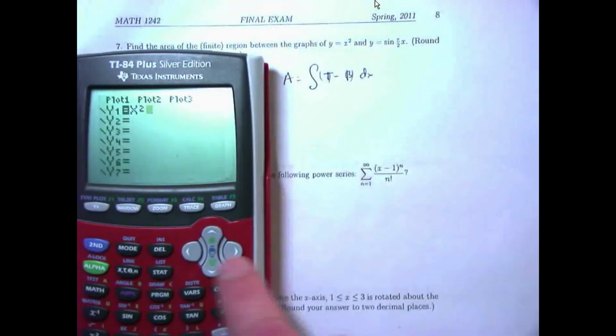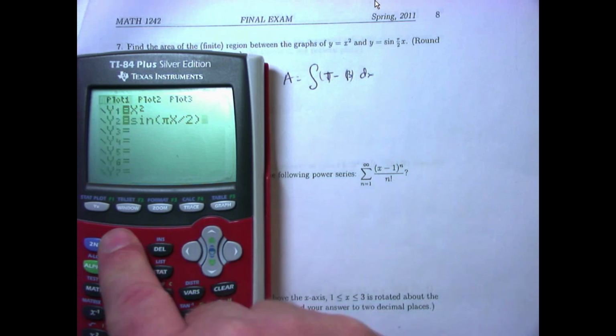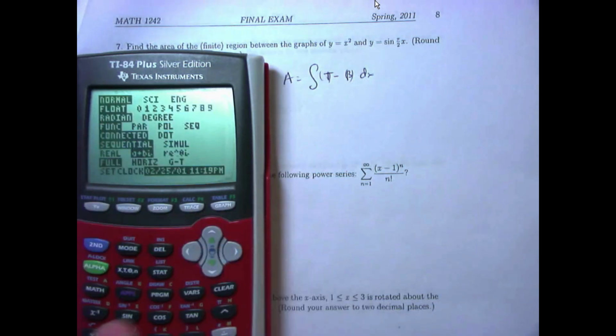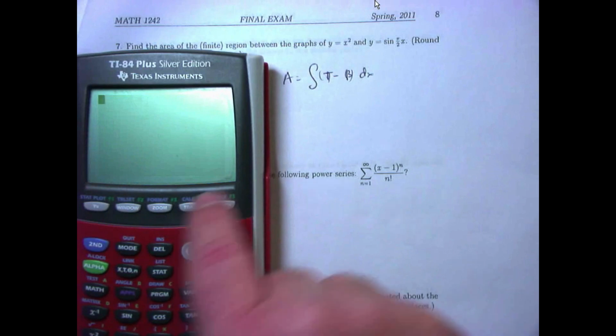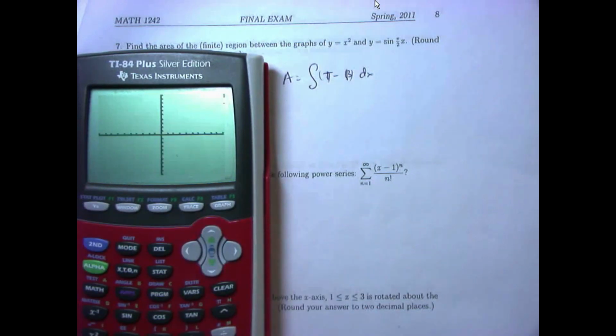I have y equals x squared, and the other equation is the sine of pi x divided by 2. By the way, what mode should your brain as well as your calculator be in? Otherwise, you will screw up this whole exam every time there's a trig problem. Radians, check your mode. Good, I'm in radians. I was in degrees earlier today. All right, so now there's my function. I'm going to do a Zoom 6, zoom standard, just to see what this graph looks like. There's the parabola. Here comes the old sine function, and there it is.